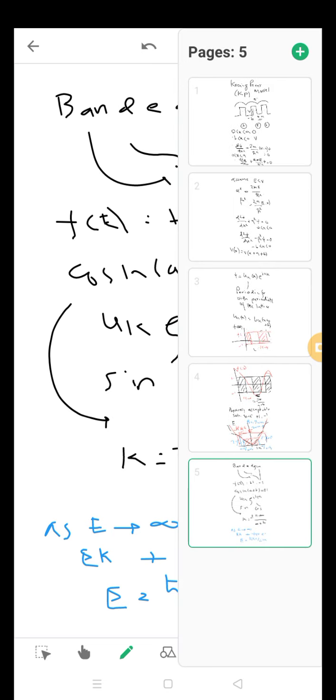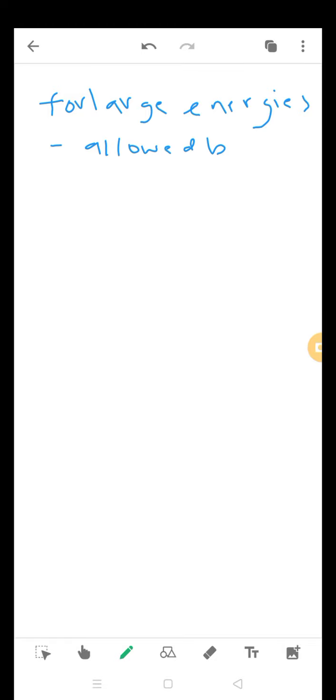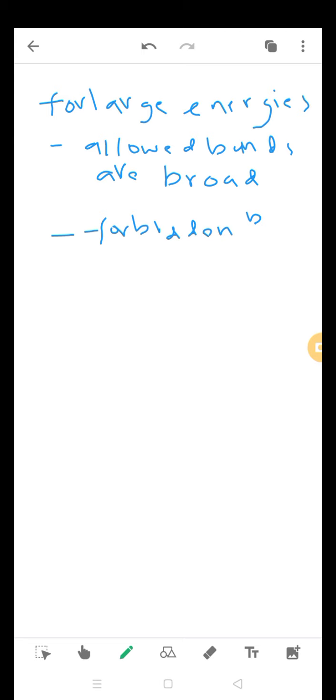Or we can also see that for large energies, the allowed bands are broad and the forbidden bands become narrower. So that's how there is a continuous pattern.